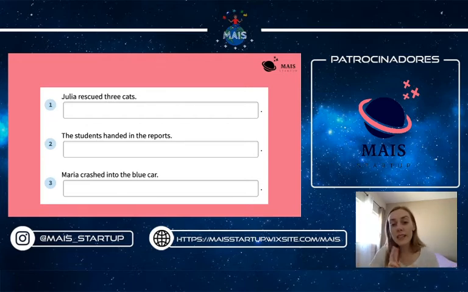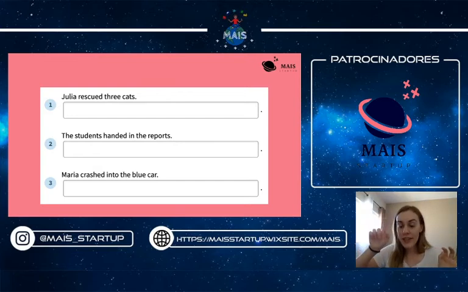That's it. Second example, the students handed in the reports. So the object has to come first. What is the object? Reports. So the reports handed. It's the main verb. We have to add the verb to be. So the reports were handed. And that's it, because we cannot say who handed it. Third example, what is the subject? The blue car. So we put it first. The blue car, the verb is crashed, but we have to add the verb to be. So the blue car was crashed. And that's it, because we don't know who crashed the car. And here is the answer sheet.